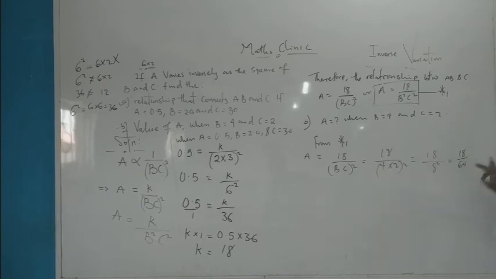3 can go into 18, but 3 cannot go into 64. Why? 6 plus 4 is 10, so 3 cannot go into 10. 1 plus 8 is 9, 3 can go into 9, but 3 cannot go into 64. But 2 can go. So we divide by 2. Divided by 2, we have 9 upon 32. So A equals 9 over 32.